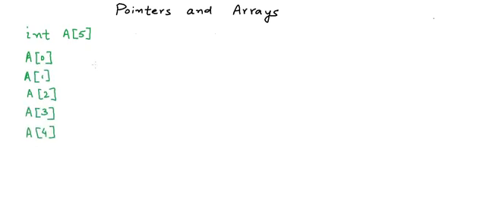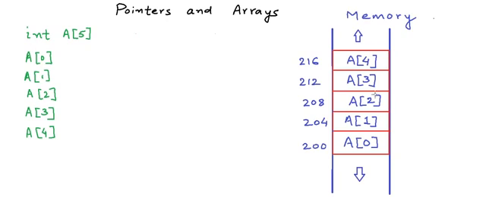When we declare an array, let's say we declare an integer array A of size 5, then we create 5 integer variables named A0, A1, A2, A3 and A4. Now these 5 integers will be stored in memory as a block of 5 consecutive integers, something like this, what we are showing here on the right.